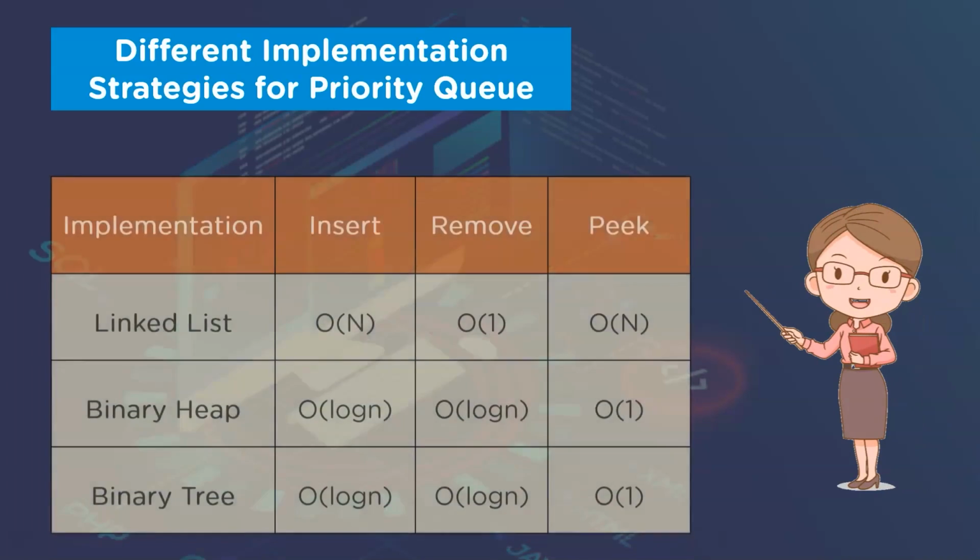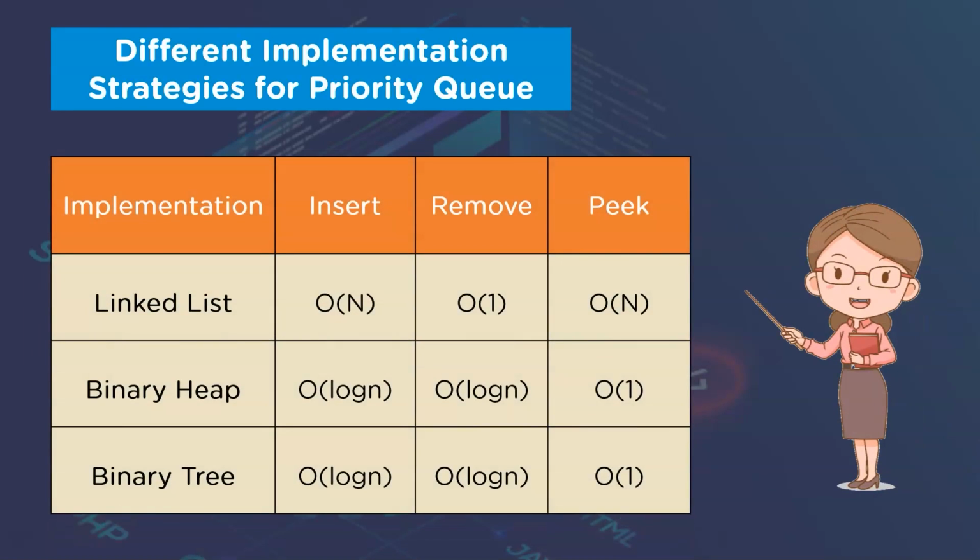There are three approaches that implement a priority queue with complexity less than big O of n square. We have already discussed the linked list, so let's also look into the other two approaches. Binary heap and binary tree provide almost similar complexities. These approaches cost us big O of log n for insertion and deletion, and big O of 1 for peek operation. But which one of these is the most optimal approach to implement priority queue?